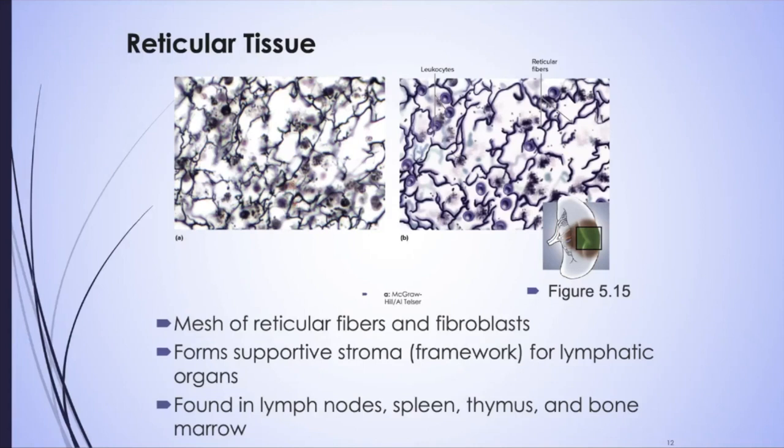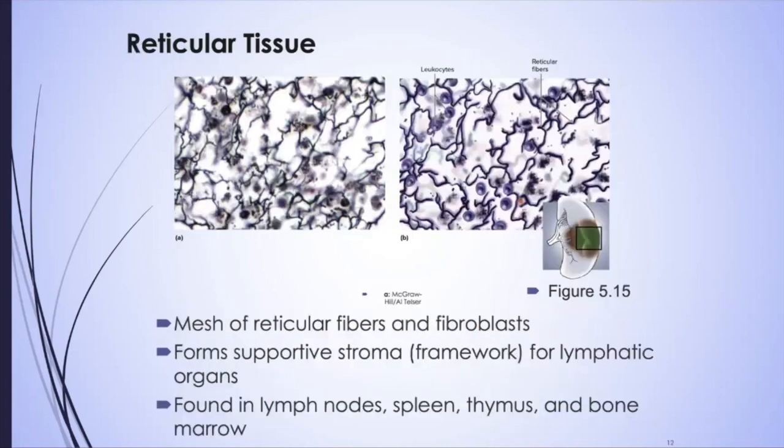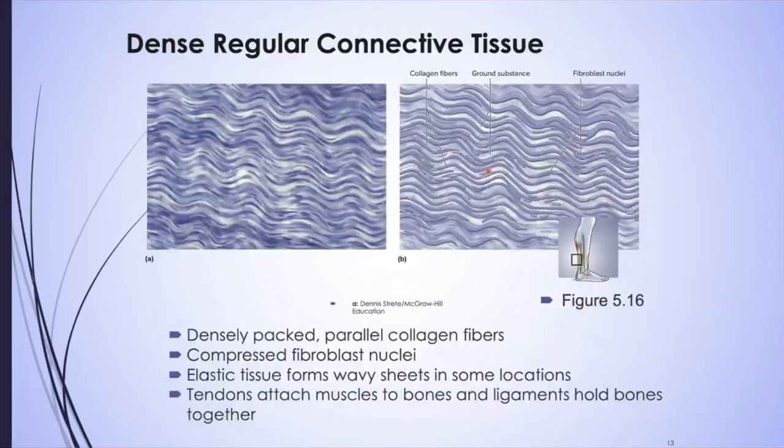So this is pretty distinguishable between that and the areolar. If you remember, the areolar is going to possess all 6 cell types and fiber types. So boom, this one is just mainly the reticular fibers and then the fibroblasts, and that one's throwing in leukocytes too. So this is perfect. Dense regular connective tissue. This is obviously dense. It is fibers on top of fibers on top of fibers. They're just layered and so forth.